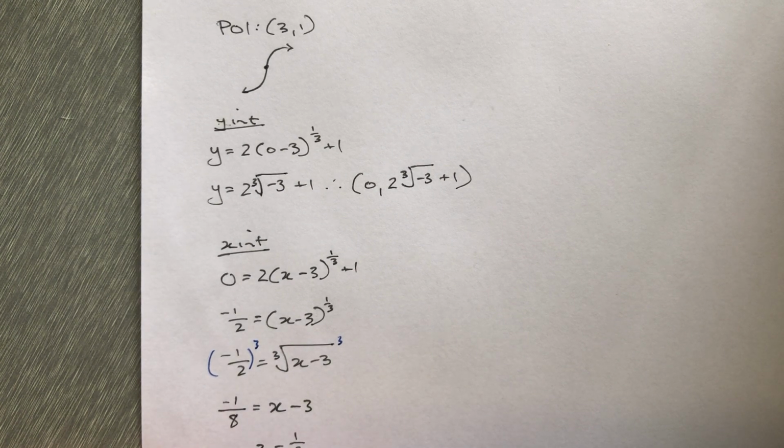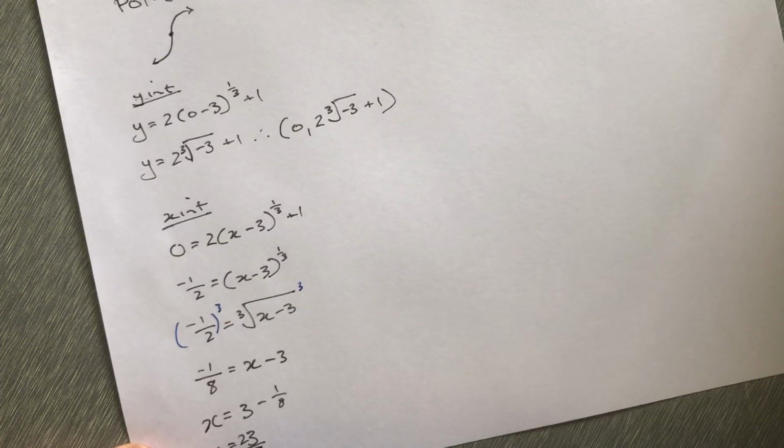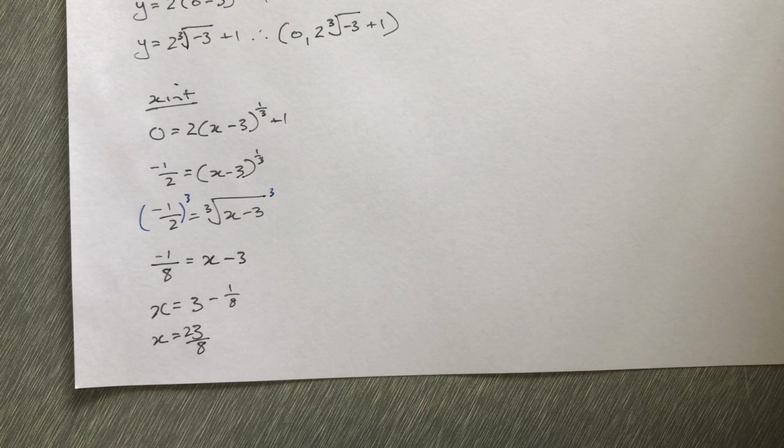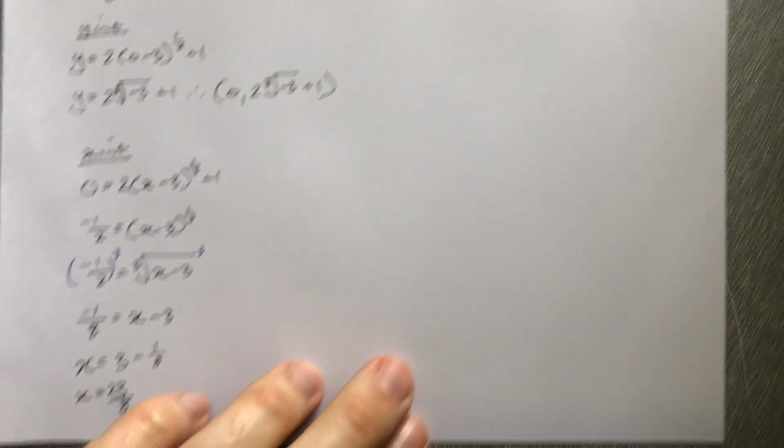Okay, so let's put these together. If we're going to have the denominator being an 8 over here, that's going to be 24 on 8. So 24 on 8 minus 1 on 8 is 23 on 8. And that is our x. Oops. That is our x-intercept. Sorry, I didn't realize that was off the screen. So now all we need to do is sketch it.